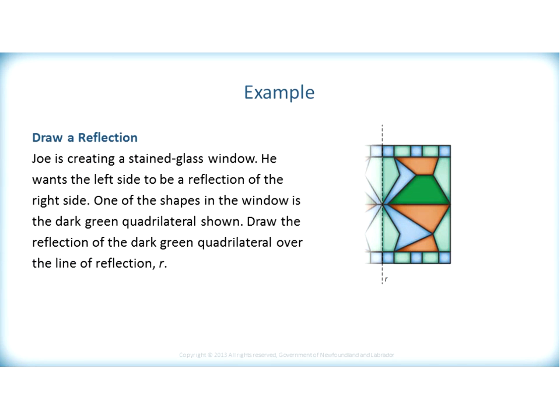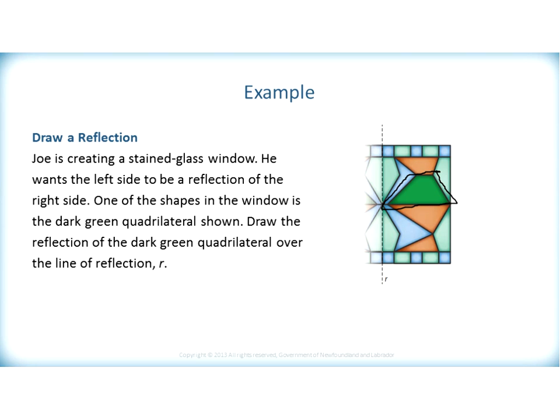So we're going to look at an example here for drawing a reflection. Joe is creating a stained glass window. He wants the left side to be a reflection of the right side. One of the shapes in the window is the dark green quadrilateral shown, which we can see right here. Draw the reflection of the dark green quadrilateral over the line of reflection R.